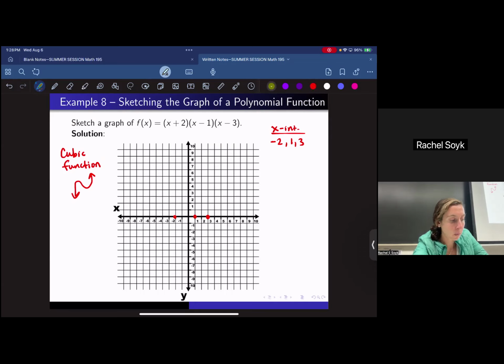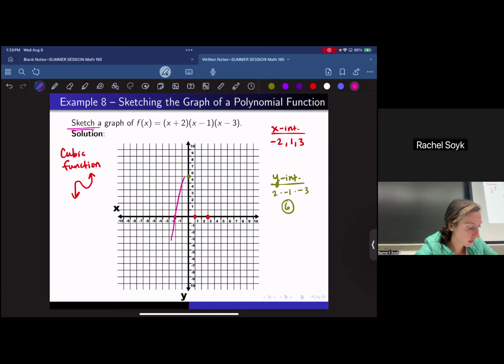Let's put in our y-intercept to just give us another point. Plug in 0 wherever you see x. So we have 2 times -1 times -3, which just gives you 6. So 0, 6. And then you're only asked to sketch it, so that's really all you need at this point.